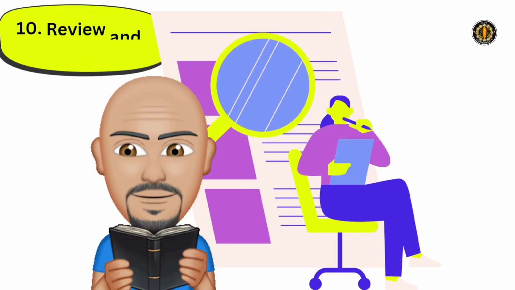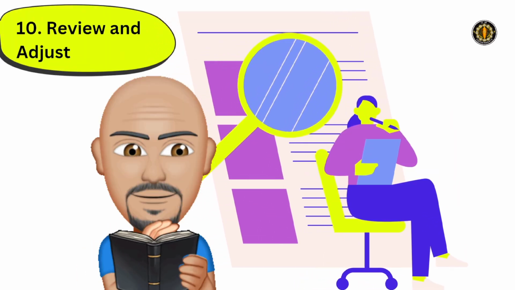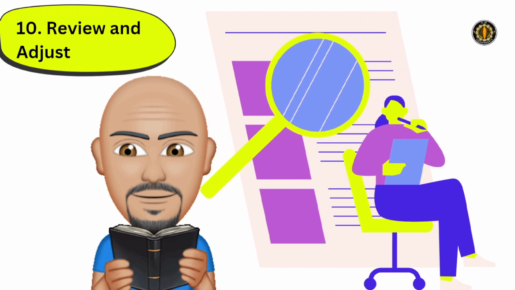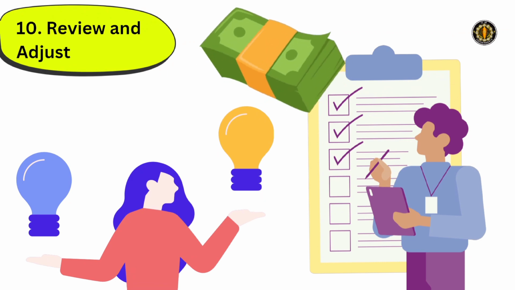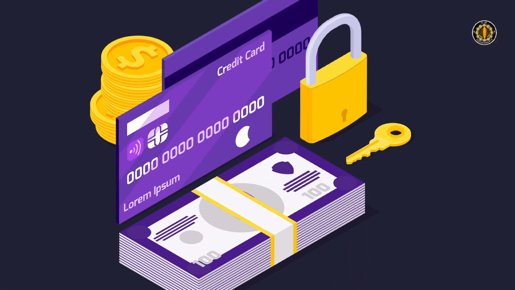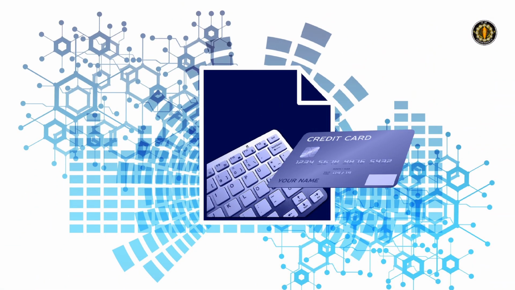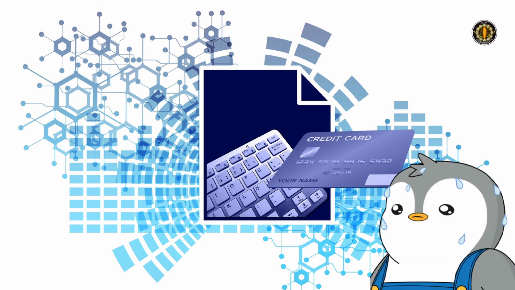10. Review and adjust. Periodically review your line of credit terms and usage to make sure it still meets your needs. You may need to adjust your borrowing or repayment strategy based on changes in your financial situation. Remember, a line of credit can be a valuable financial tool when used wisely, but it's essential to understand the terms and manage it responsibly to avoid getting into financial trouble.